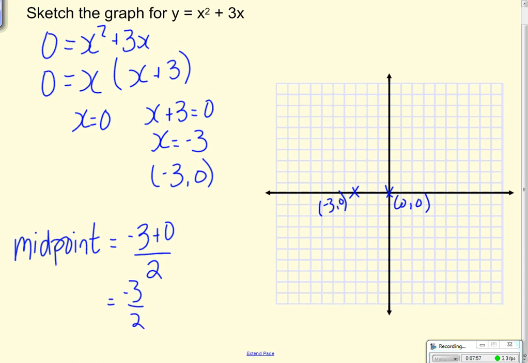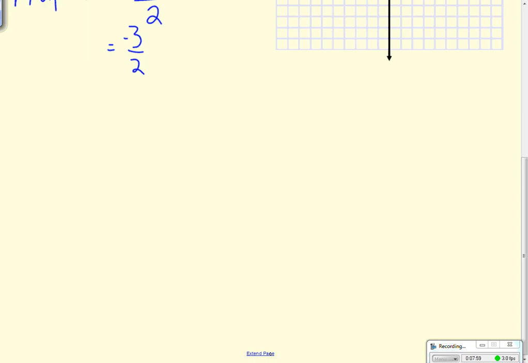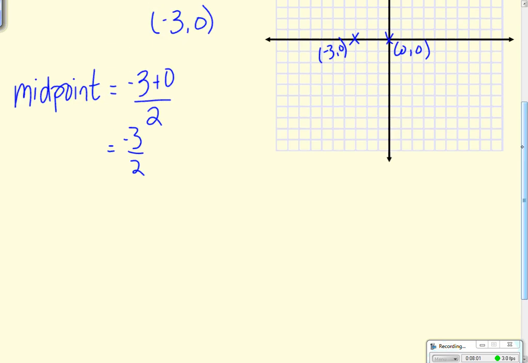And get this moved down. Oops. Moved down a little too far. So that means that x is going to give us negative 1.5. So that's our axis of symmetry.